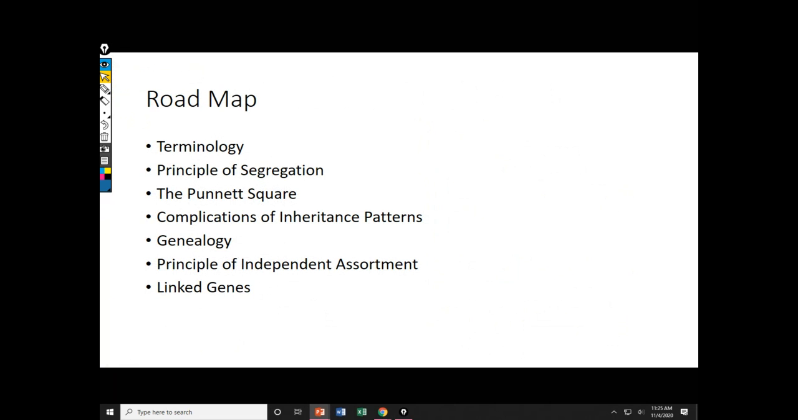Okay, so like before, we're always going to start with a little vocab, right, which again will probably feel very familiar since we've been using this stuff for the last couple weeks. Then we're going to look at the principle of segregation, which is something that you have been doing for a while now in meiosis. So again, something we're just going to put a term onto.